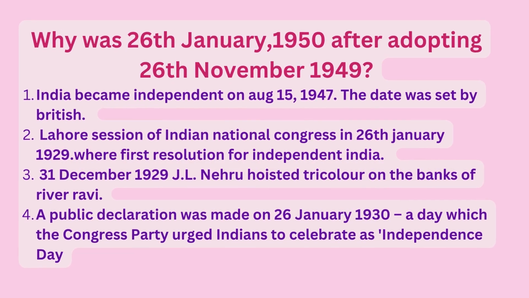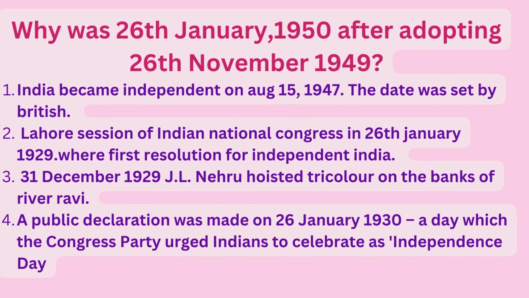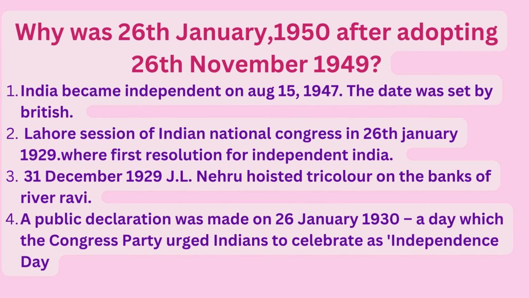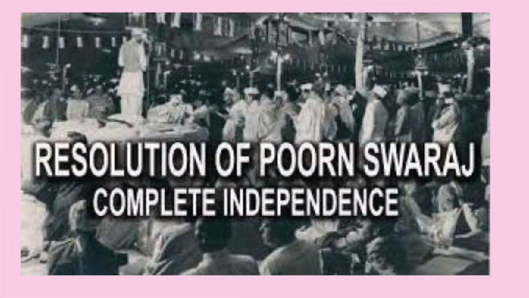India became independent on August 15, 1947. The date was set by the British. After adopting the Constitution on November 26, 1949, some provisions came into effect, like elections, citizenship and the provisional parliament. The full Constitution came into force on January 26, 1950, because at the Lahore session of the Indian National Congress held in 1929, the first resolution was passed for Purna Swaraj on January 26.